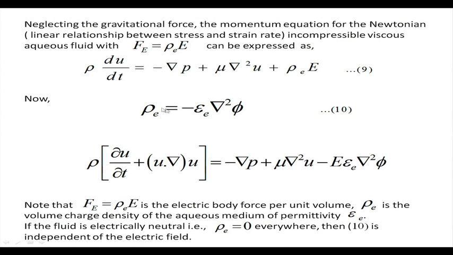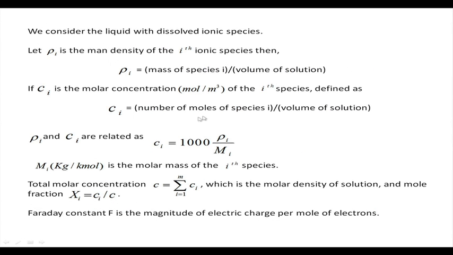Okay. So, that means this equation 10 demands that we should have an expression for rho e, which is governed by the distribution of ions. Now, in order to do that, we first define how we measure the distribution of ions.